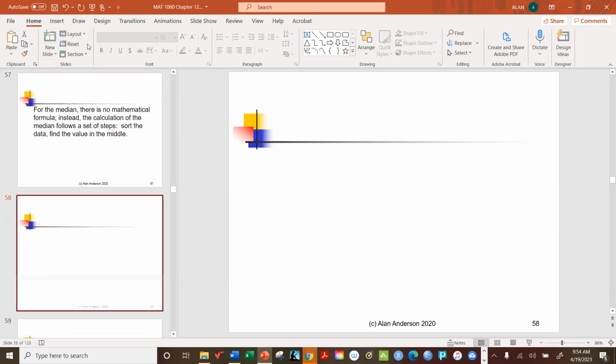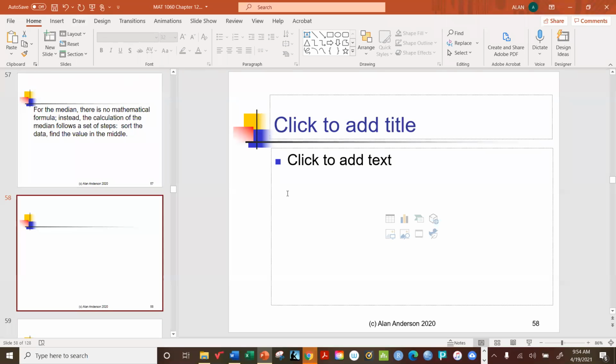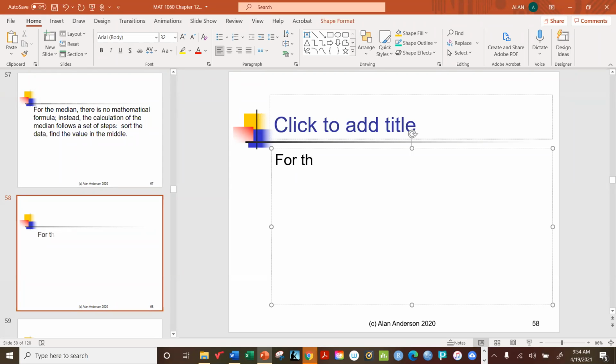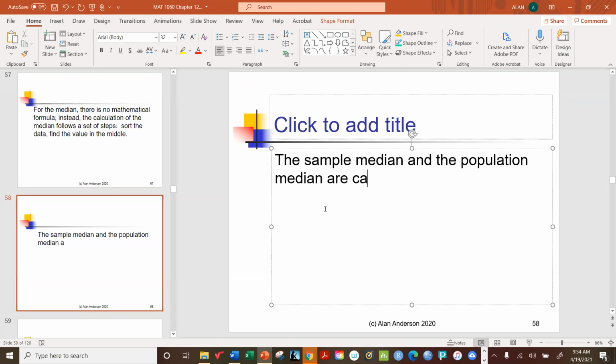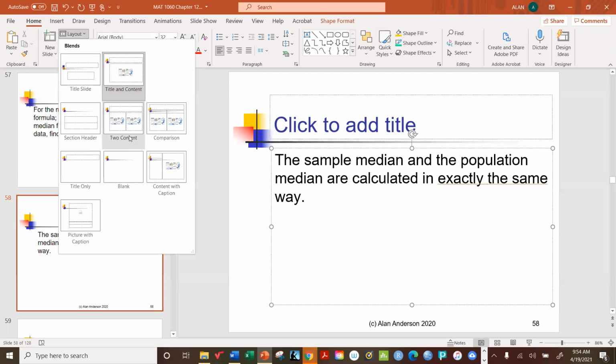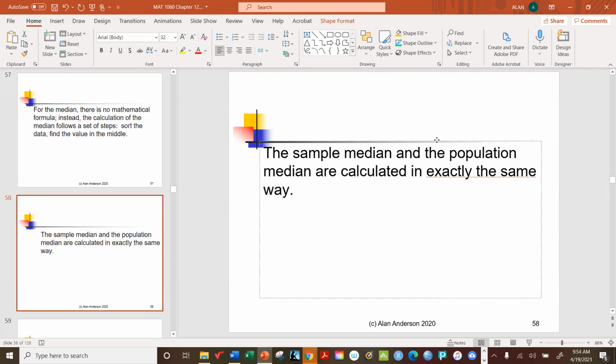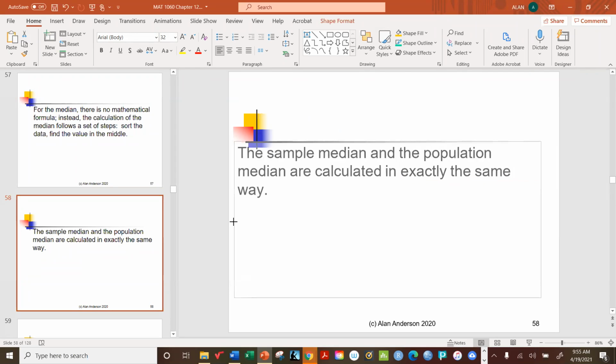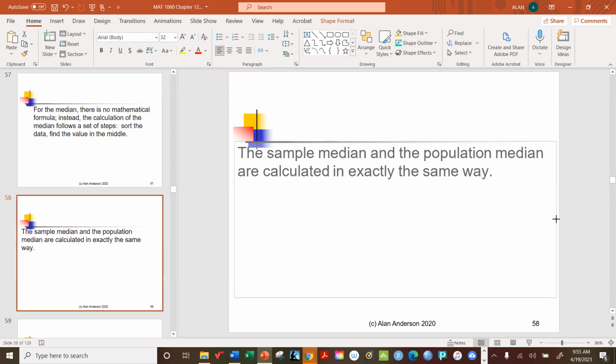Another point that we want to make is that the sample median and the population median are calculated in exactly the same way. In other words, we don't need to make a distinction between the two of them. The median is the median. It's done the same way, regardless of whether we're looking at a sample or a population. So there's no formula, and there's no distinction that needs to be made between the sample and the population.